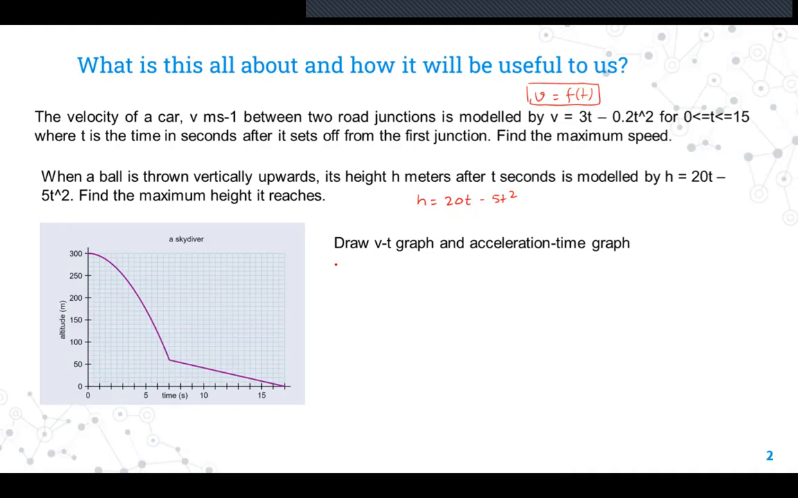And third problem, which is a very unique one, you can see there is a graph shown in the presentation, and it shows a graph between the altitude versus time of a skydiver. So we need to draw the graph of velocity versus time and acceleration versus time. So how understanding maxima and minima will help you to solve this kind of graph-based problems as well. We'll be dealing with this as we progress.